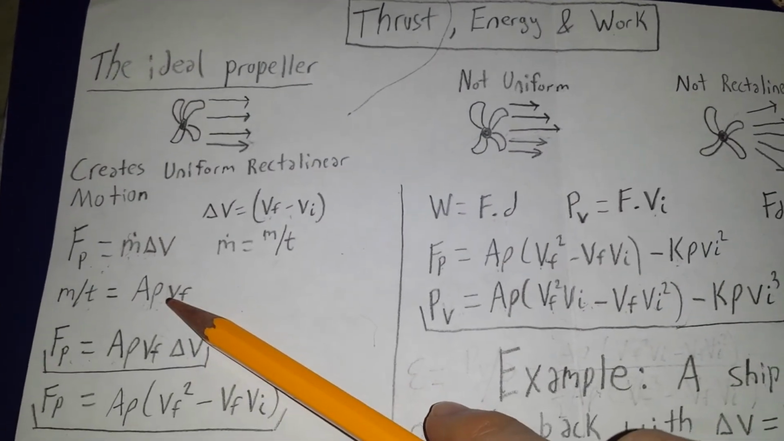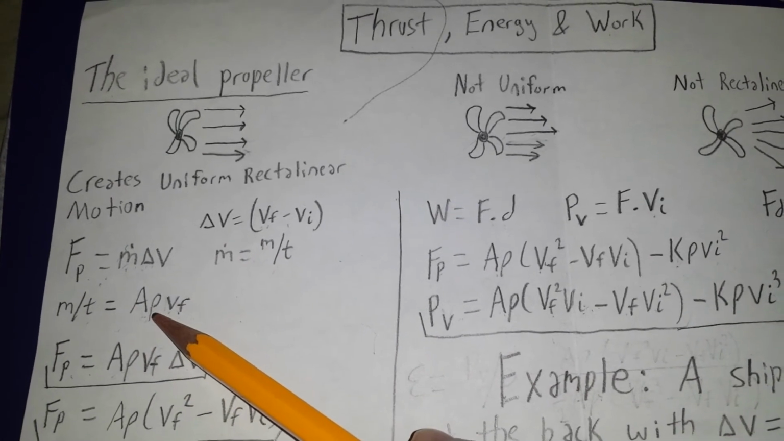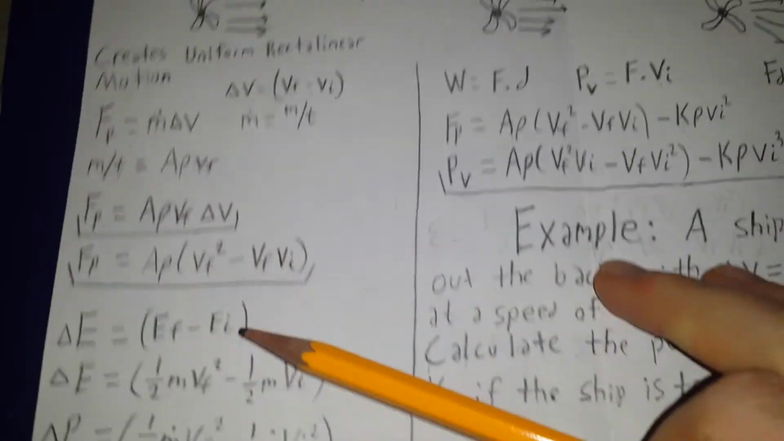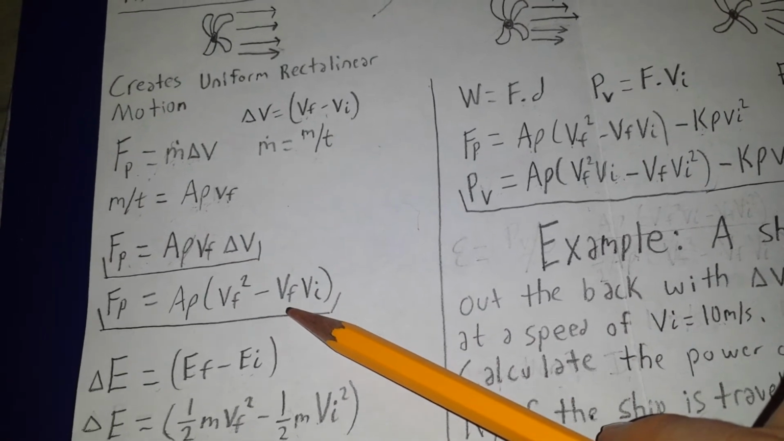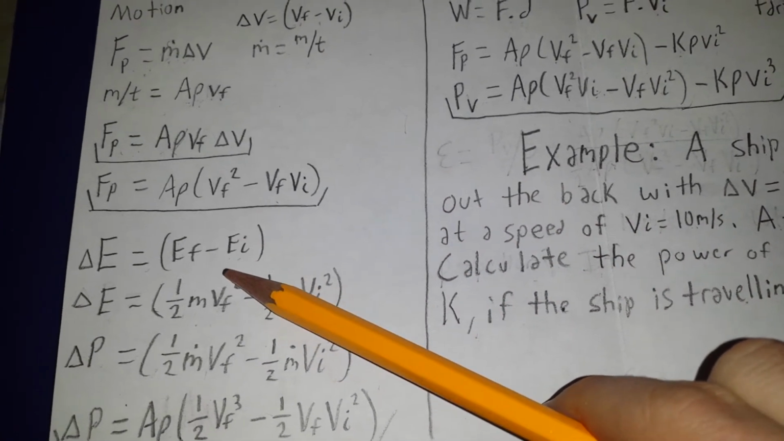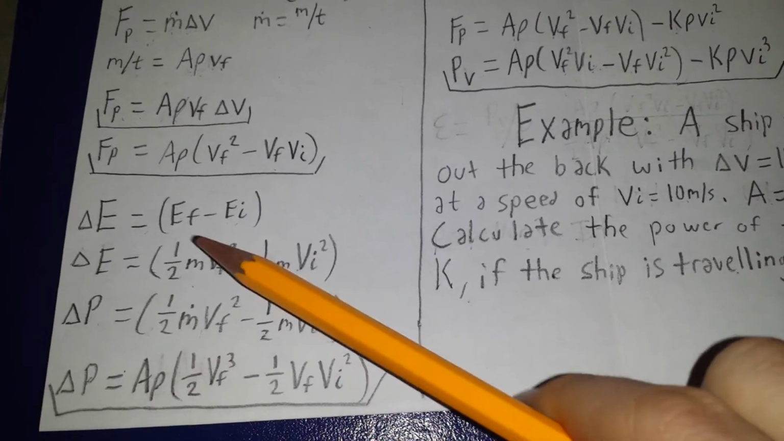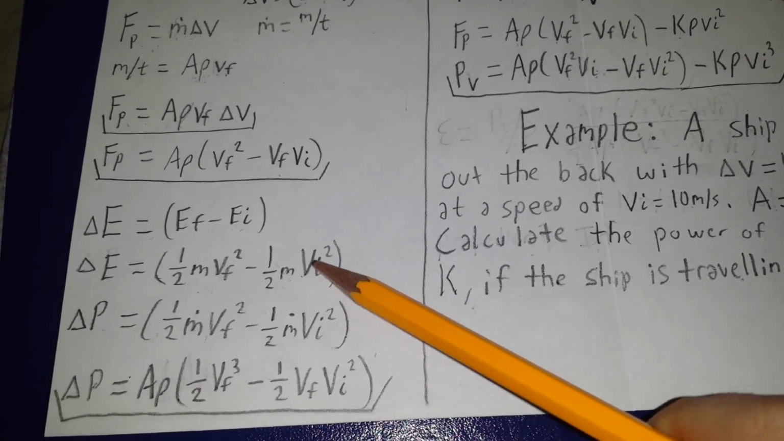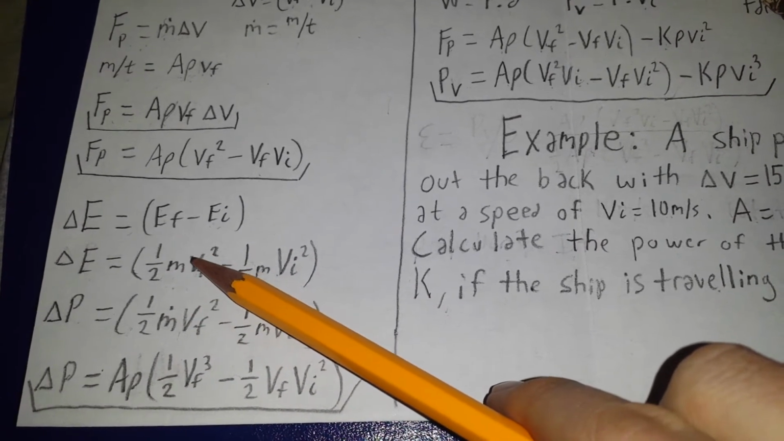So, we find m dot, which is mass divided by time, to be area times rho times the final velocity. And we write it as follows, or more simplified here. Now, to calculate the energy to create this thrust, we have to find the initial energy and the final energy. And this would be, the initial energy is 1/2 m times the initial velocity squared, and the final energy is 1/2 m times the final velocity squared.